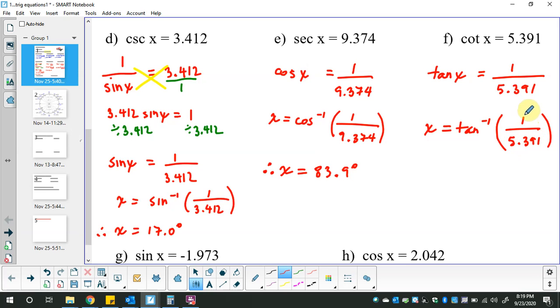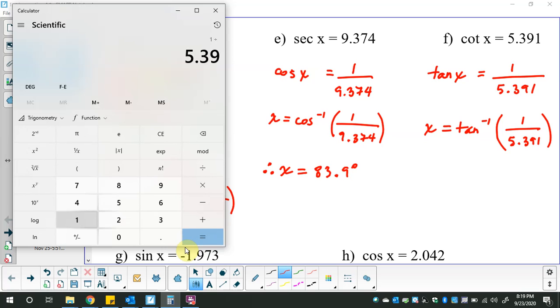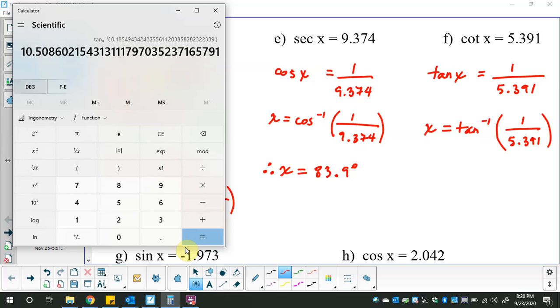I would not type this in and find out what it is and then write it down. Let your calculator do the work so your accuracy is maintained. So 1 divided by 5.391 equals, don't write that down. Don't write part of it down. Just let your calculator do that work, and then trig, second function tan, and I do have an answer between 0 degrees and 90 degrees, 10.5.